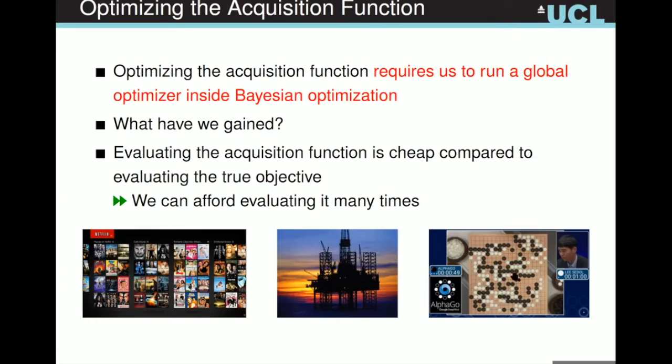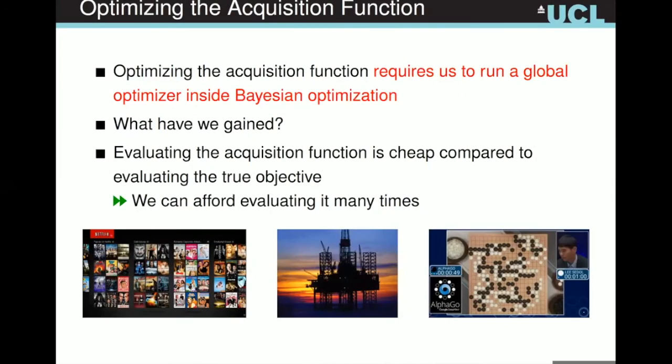AlphaGo also uses Bayesian optimization. There's actually a paper on how they use Bayesian optimization within their algorithm for finding high-level or meta parameters. So that's the reason why Bayesian optimization is actually useful in practice for all kinds of applications.